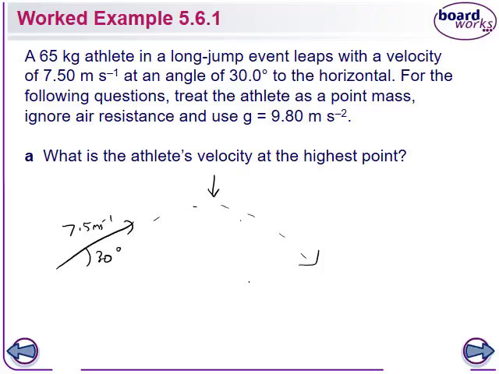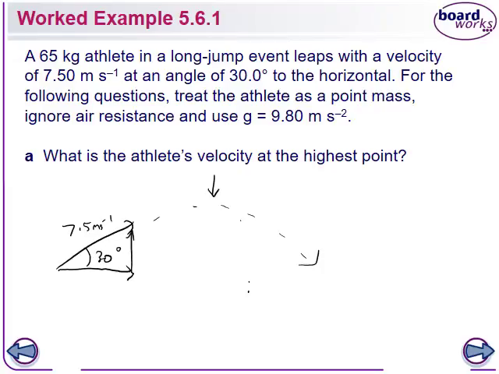Now, at our peak, even with a horizontally moving body, the vertical velocity, when it changes direction, is 0. So at our peak, our athlete has 0 vertical velocity. So what we need to figure out is what the horizontal velocity is going to be at the peak. And we do that with trigonometry.